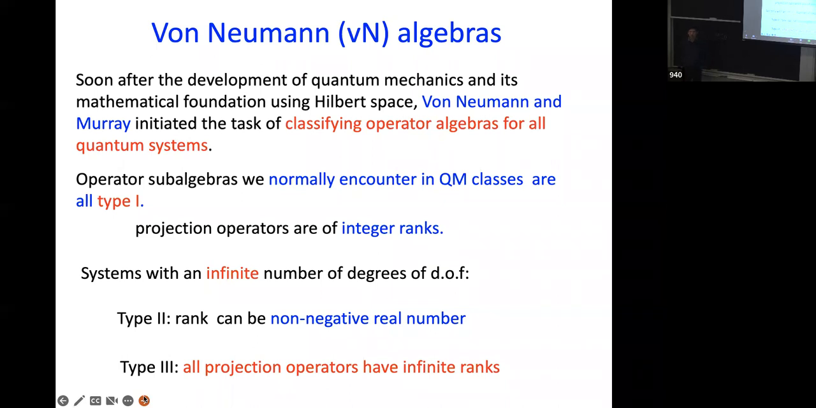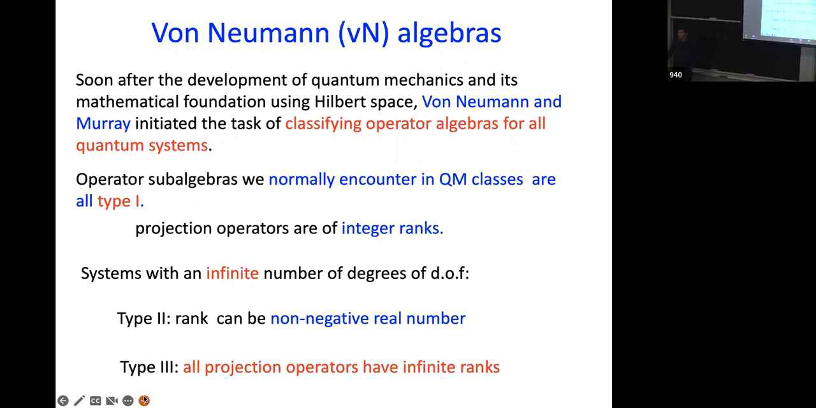If I have a one plus one CFT defined on a circle space, is that type 2? No, that's type 3. Looking at a subregion will be type 3. If you look at the full Hilbert space, for any theory, the full operator algebra in the Hilbert space is always, by definition, type 1.